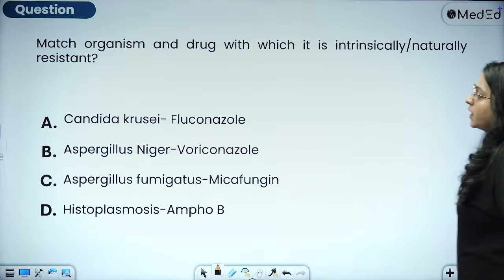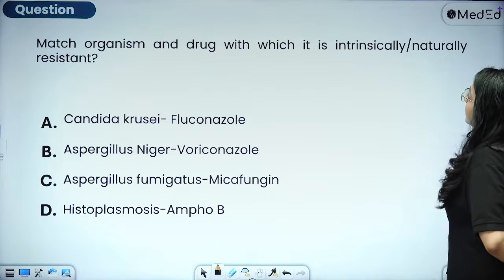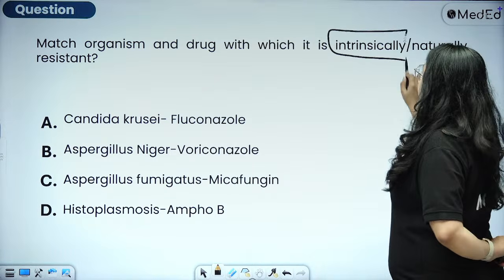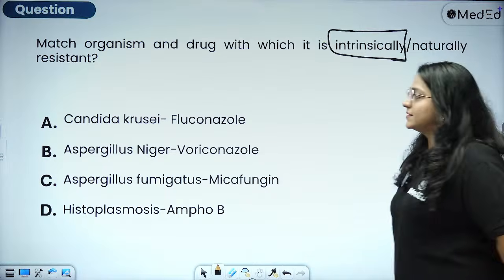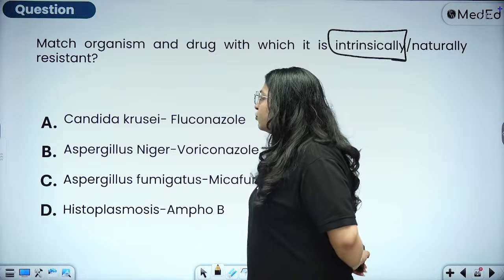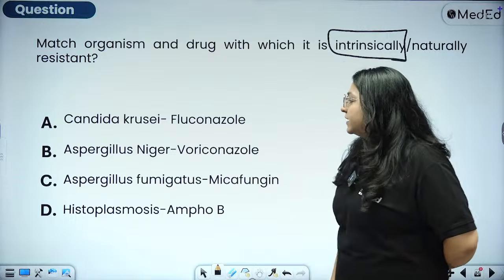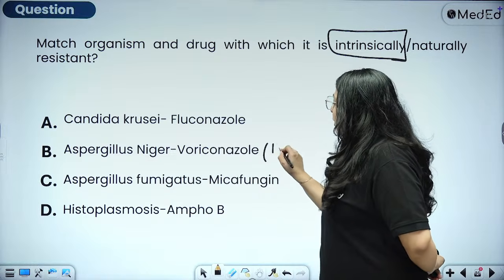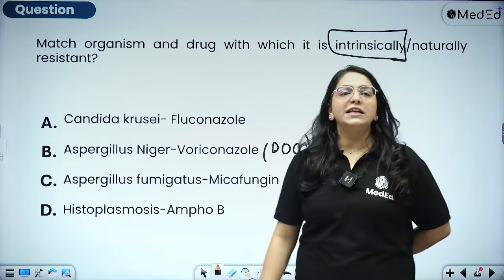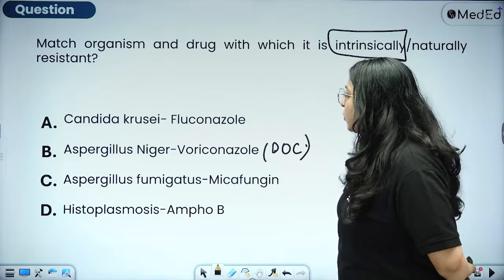Okay. Match the organism with a drug which is intrinsically resistant. By birth it is resistant. Candida krusei fluconazole. Looks to me like it could be it. Let's look further. Aspergillus niger voriconazole. Voriconazole is the drug of choice for Aspergillus. So that is definitely not it.